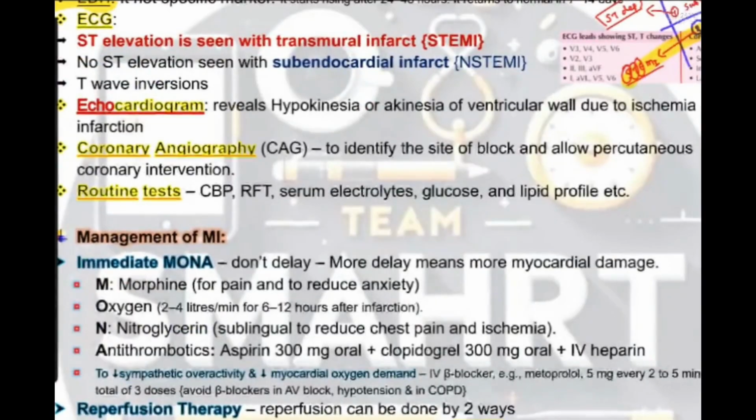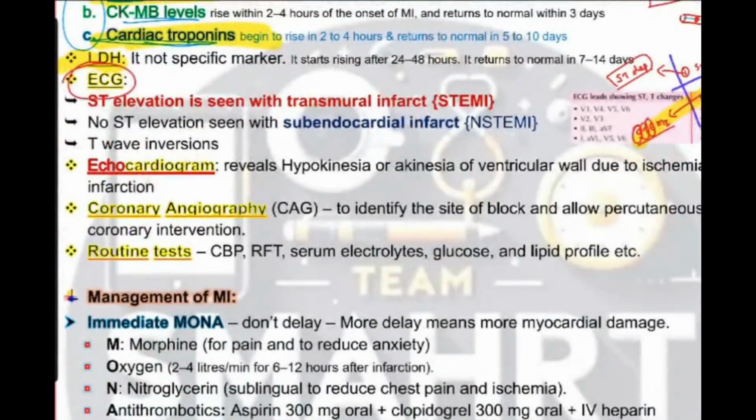So how will you diagnose whether it is STEMI or not? You do an ECG. In the ECG, just look for ST elevation. If there is ST elevation, then it is STEMI. So ST elevation means transmural infarct. Non-ST elevation is subendocardial infarct. This is the basic concept that you have to be familiar with.